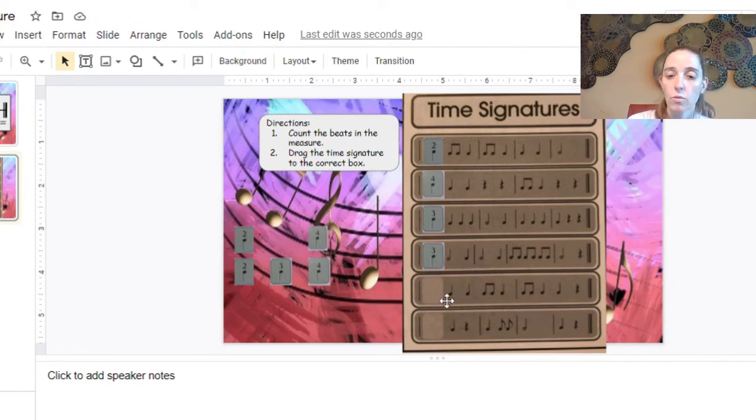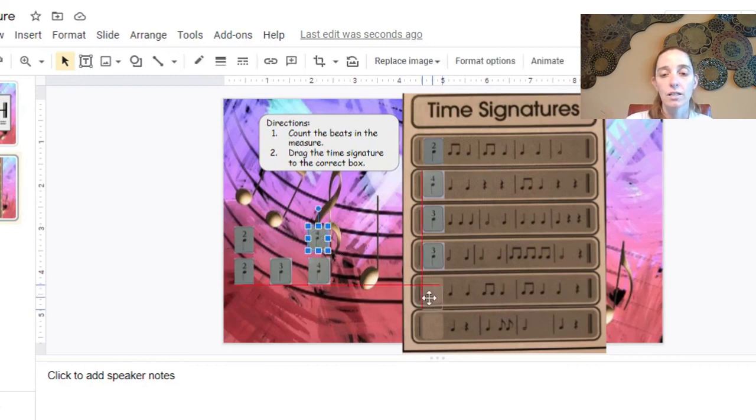All right, 1, 2, ti, ti, ta. How many do we have until we get that bar line? 1, 2, ti, ti, ta. How many times did I nod my head? That's right, 4 times. And then we have that bar line. Ti, ti, ta, ta, ta.